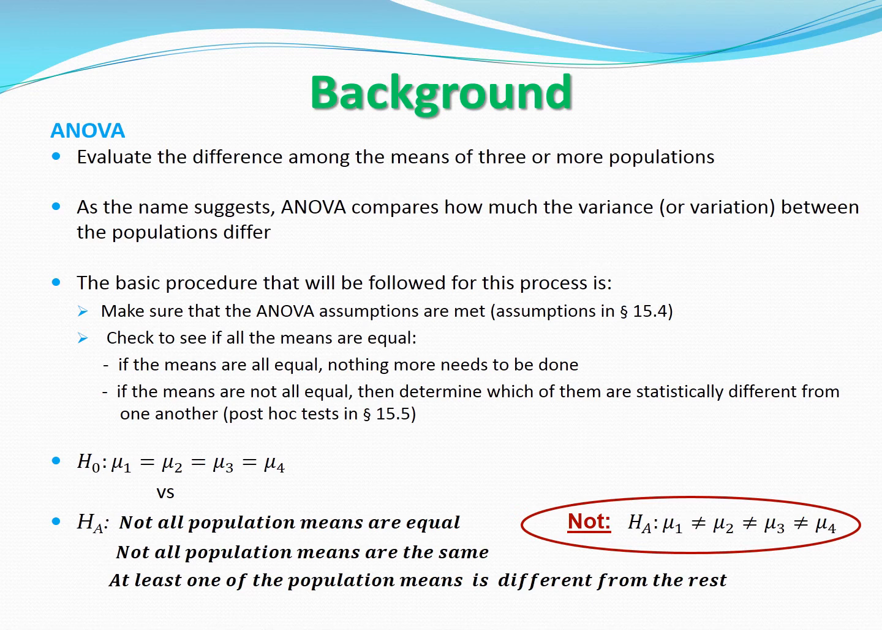On the next few slides, I try to illustrate that to you graphically. So in the alternative hypothesis, we would rather state that not all the population means are equal, or not all the population means are the same, or at least one of the population means is different from the rest. And you can use any of these sentences that you can remember easily.